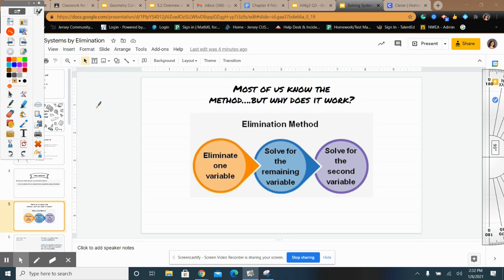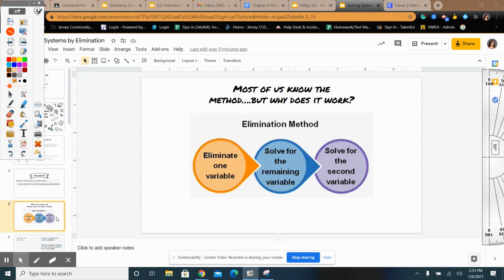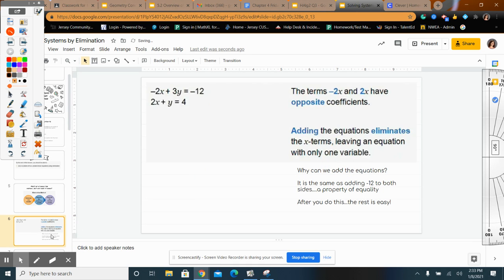For example, if I say x plus 2 equals 5, I can add 5 to one side of an equation, and I can add x plus 2 to another side of the equation because x plus 2 is equal to 5. Yes, we know x equals 3, but I could add this guy or this guy. So when you're adding the two equations in elimination, what you're really doing is just adding the same number to both sides. So we're going to eliminate a variable, solve for the remaining, and figure out what that second variable would be, where those points would cross.